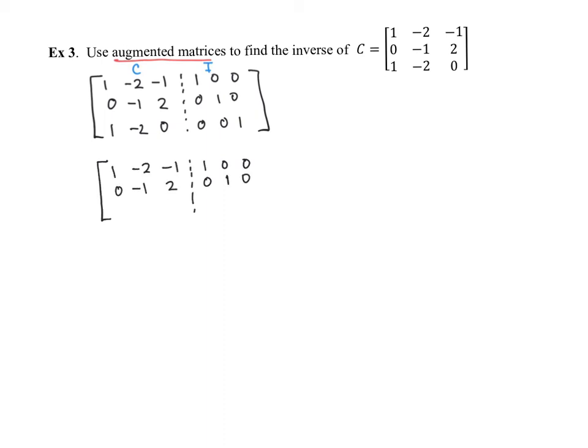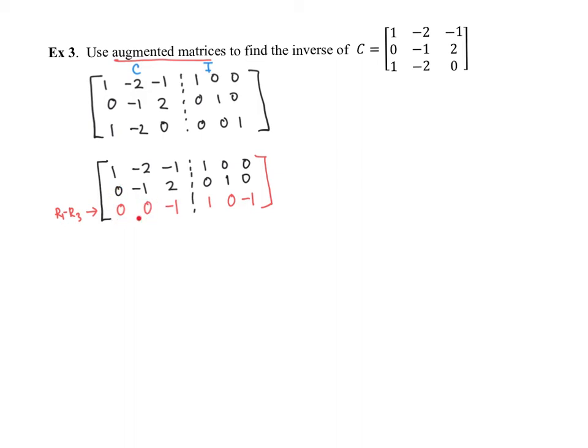But I do need to create a 0 here. So it looks like maybe row 1 minus row 3. Okay, 1 minus 1 is 0. Negative 2 plus 2 is 0. Negative 1 minus 0. 1 minus 0 is 1. 0 minus 0, 0 minus 1. Okay, let me keep going. Okay, I have those zeros here, which is good.